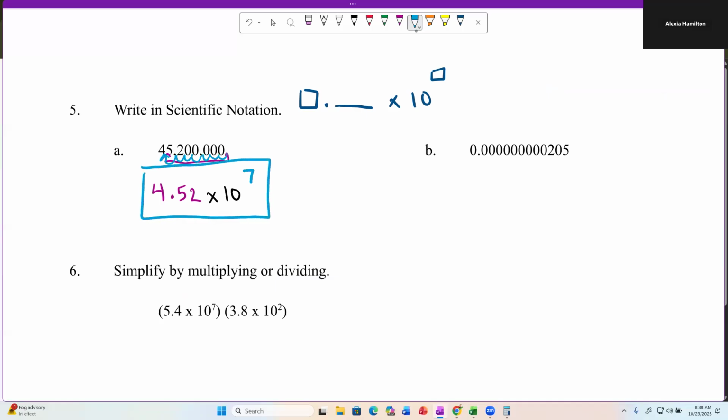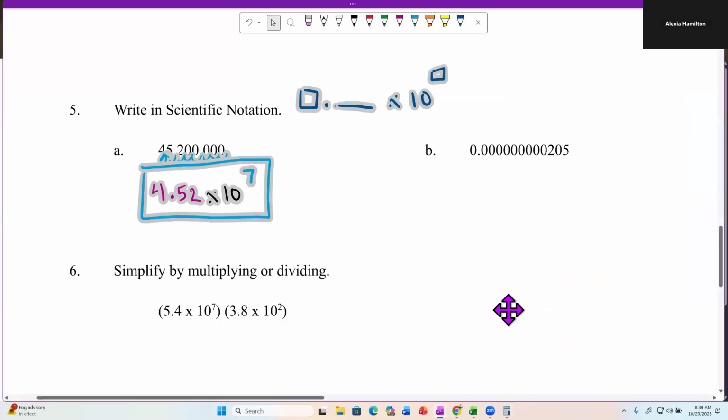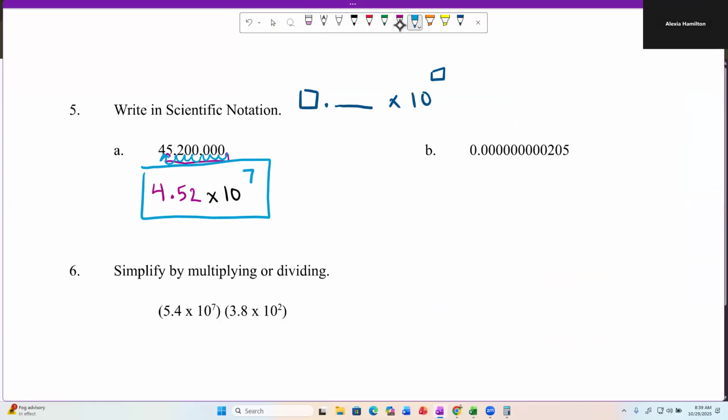And shocking, you can check that. 4.52 times 10, raise that to the 7. And is that what I started with? Yeah, look, I have 5 zeros behind my 2. So I can check it using the calculator. What? Crazy. Okay, 5b.